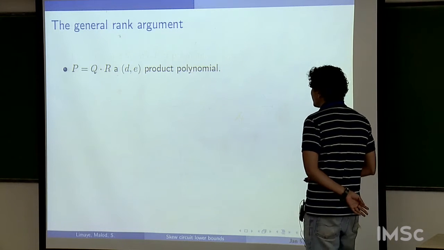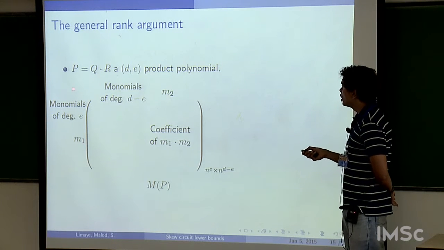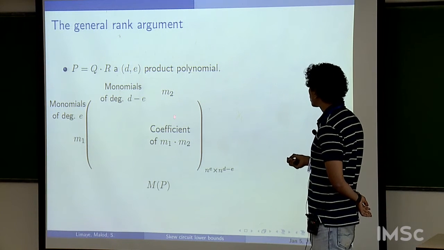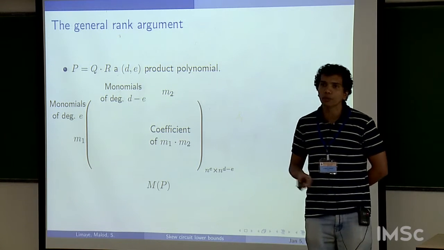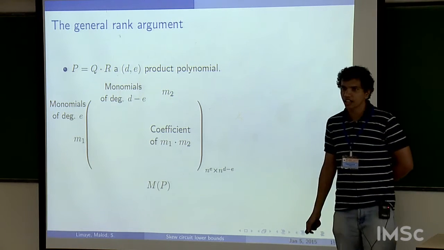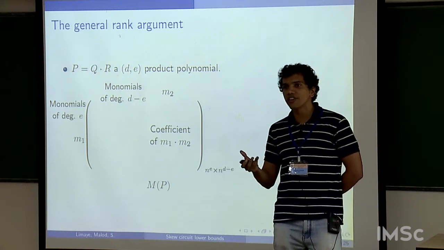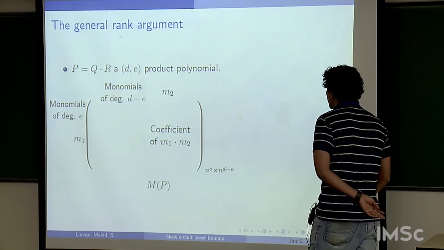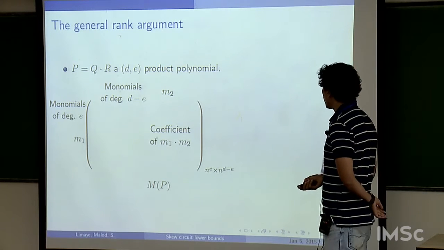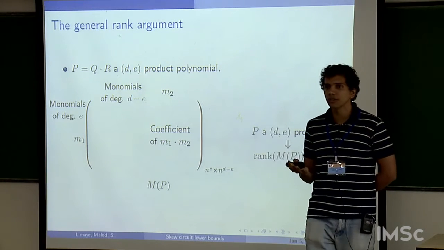More generally, if you have a d-e product polynomial, you can write down the matrix where you have monomials of degree e labeling the rows, monomials of degree d minus e labeling the columns. The entry corresponding to m1 and m2 is the coefficient of the monomial m1 times m2 in your polynomial. Note that this is an exponentially large matrix, like the matrices that occurred in Neeraj's talk. The number of rows in this matrix is the number of monomials of degree e. That's the number of strings of length e over an alphabet of size n. That's n to the e. And similarly, the number of columns is something like n to the d minus e. It's a massive matrix. Okay. And what happens is that if this is a product polynomial, then this matrix actually has rank just 1. It's a huge matrix with rank 1.